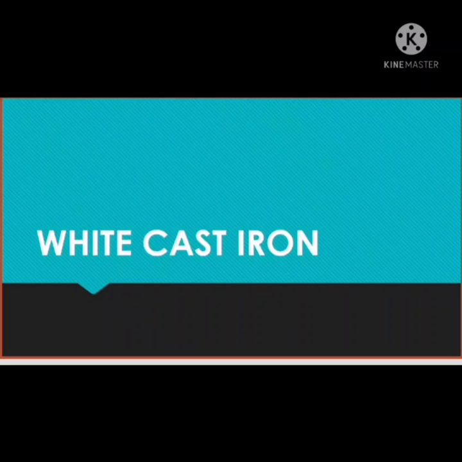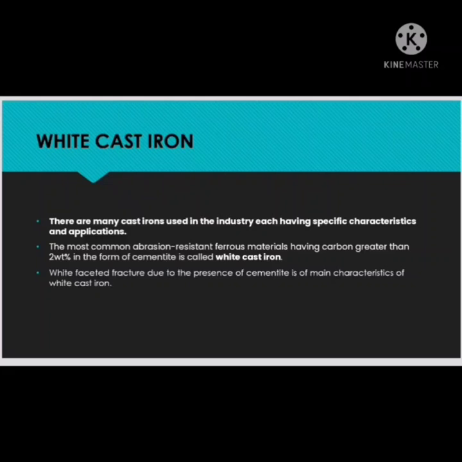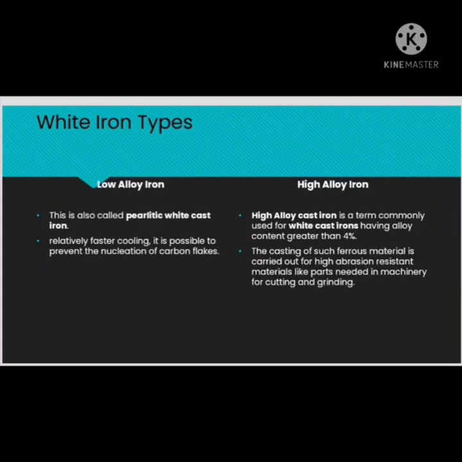There are many types of cast irons used in the industry, each having specific characteristics and applications. The most common abrasion-resistant ferrous material, having carbon greater than 2 percent in the form of cementite, is called white cast iron. The white, fissured fracture due to the presence of cementite is the main characteristic of white cast iron. I'll be telling you about two different types of white cast iron: low alloy iron and high alloy iron.